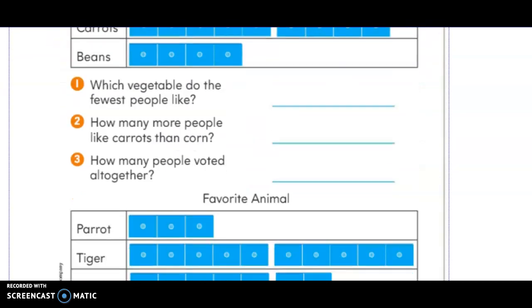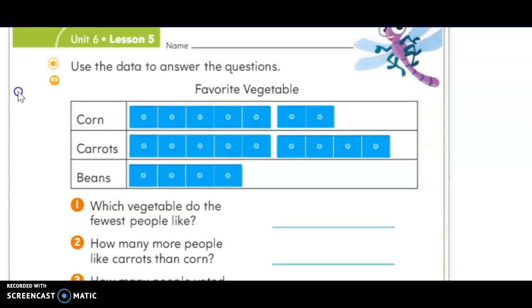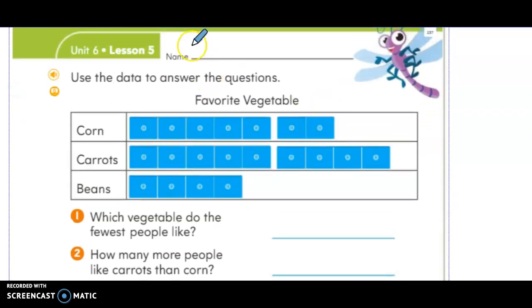Okay, so now we're going to go to our workbook page, which is workbook page 257. I can see that they have some data here about our favorite vegetables. Please put your name on the top. So number 1 says, which vegetable do the fewest people like? And remember, when we're comparing more than 2 groups, we use most and fewest. So let's see. We can kind of tell by our stair steps, right? Which one has the least amount? Beans. Yep, so you write beans on the line.